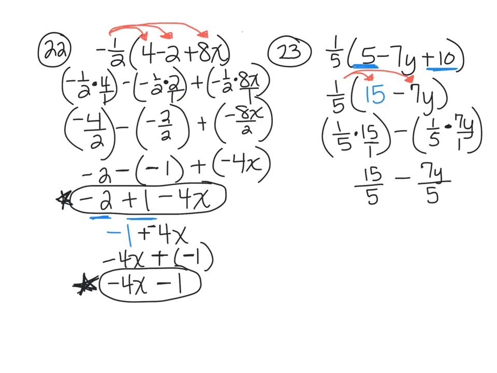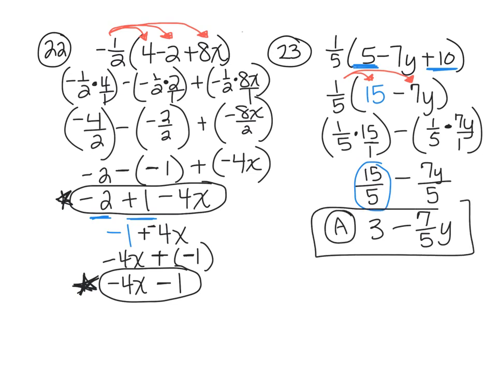So now as I look, I don't see anything in my list of choices that matches that, but I do see that I can do the division here and get a whole number answer, because 15 divided by 5 is 3, and we're still going to subtract 7/5 y, because that cannot be combined with anything. And do you see which answer choice that is? You should see answer choice A. Again, make sure that you have your work for this next to question 23.